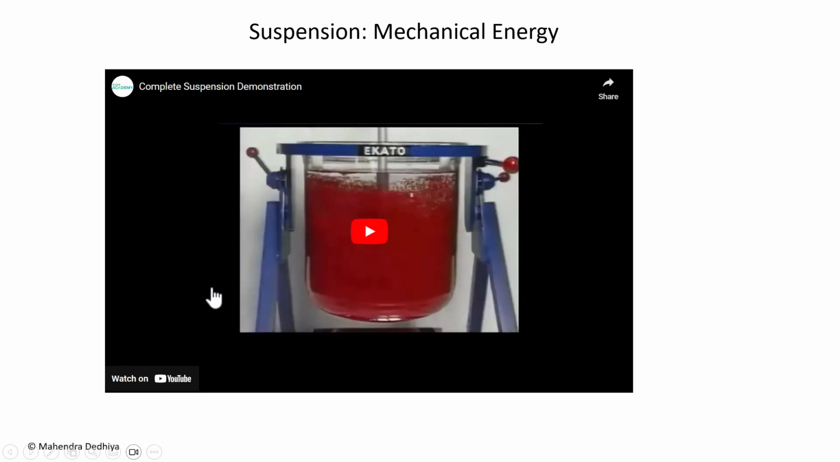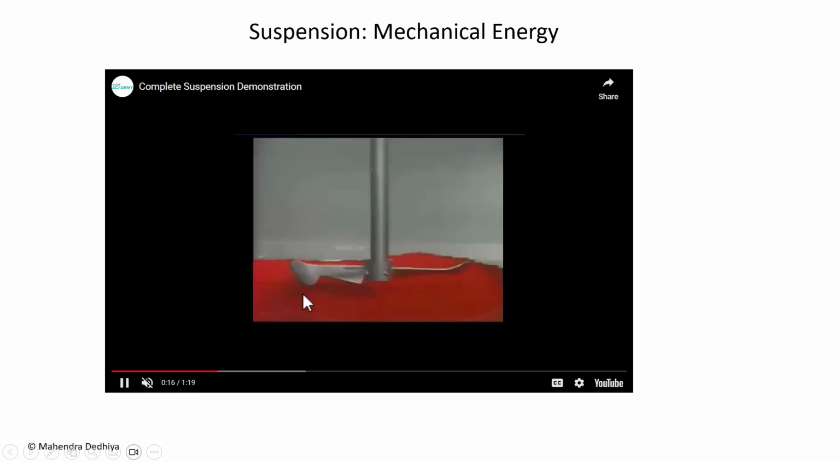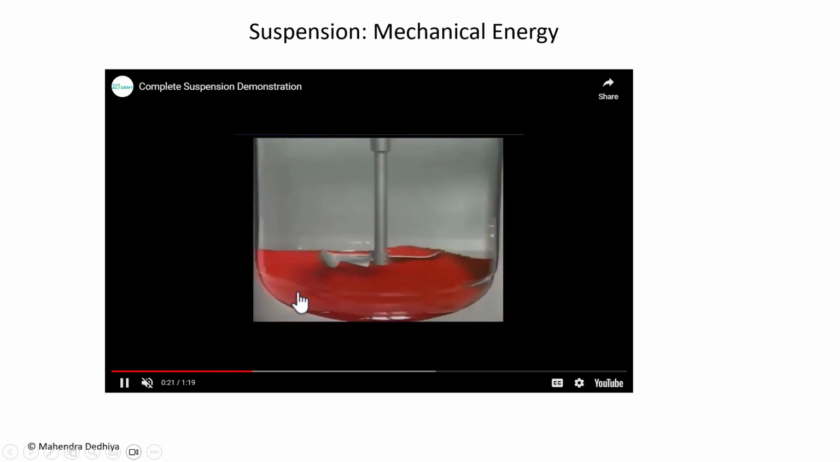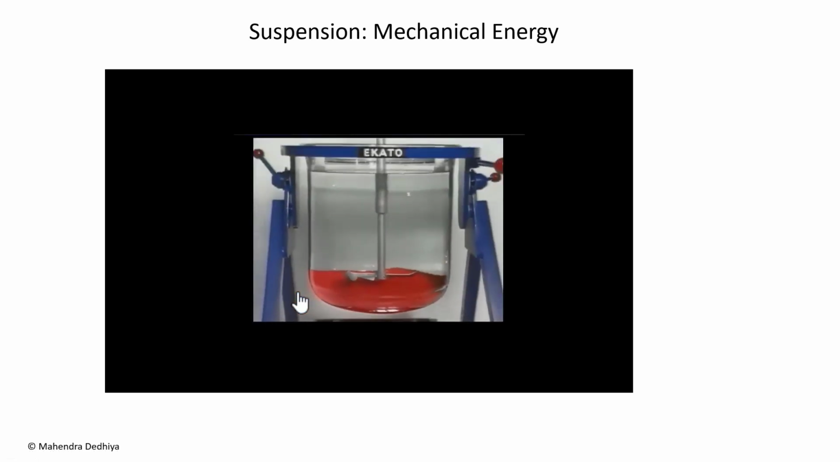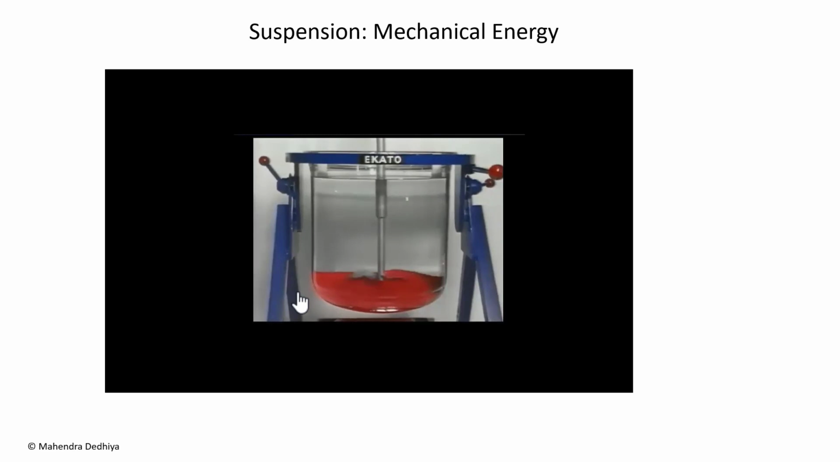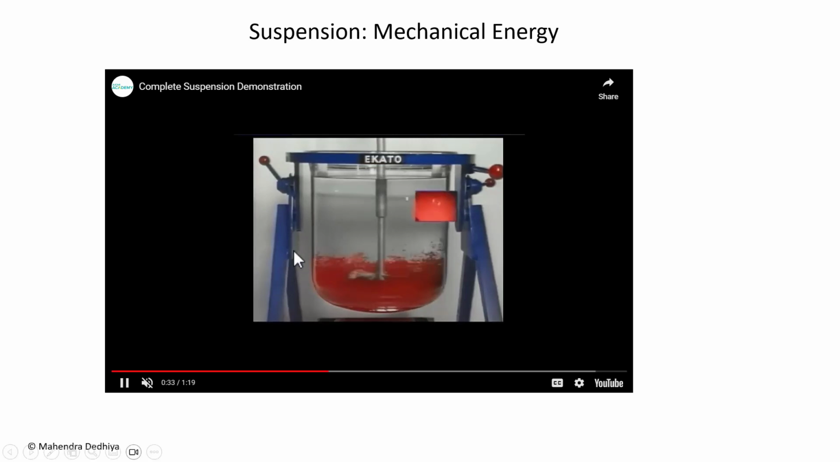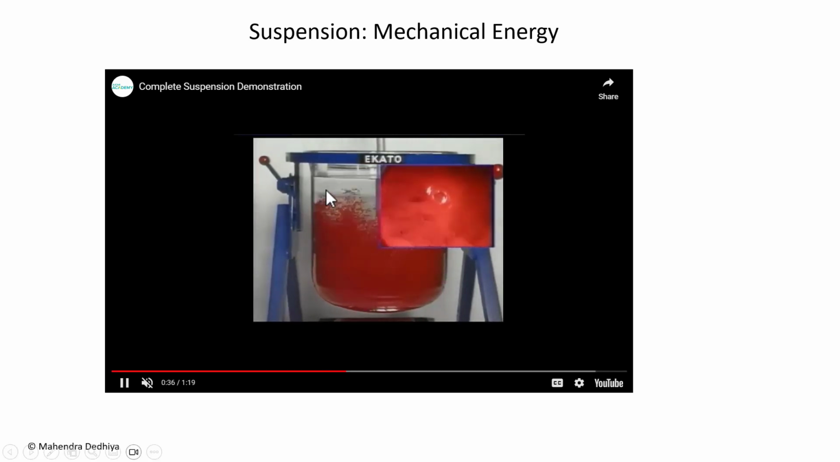Mechanical energy is required for suspending it. In this particular video, we will see that if we provide sufficient mechanical energy, particles will be suspended. So let's look at the video. So we start mixing, and for example here, the red particles are shown. As the mixer starts, you start seeing particles move and start suspending. However, you will see clear liquid on the top. That means there is not enough energy provided to suspend the particle.